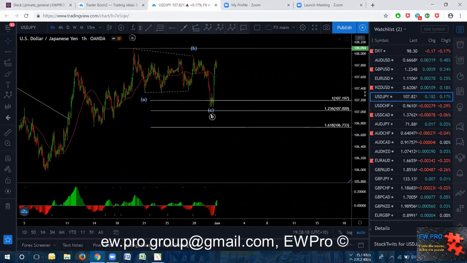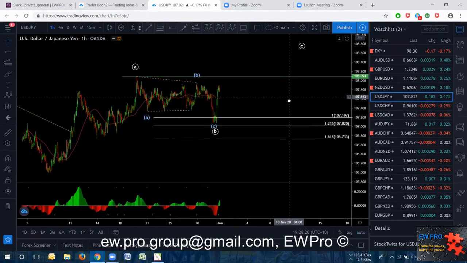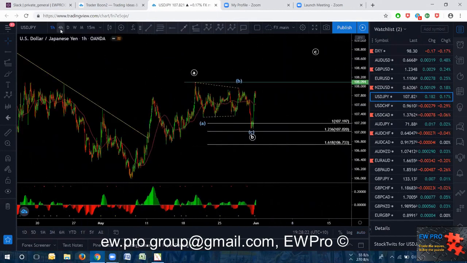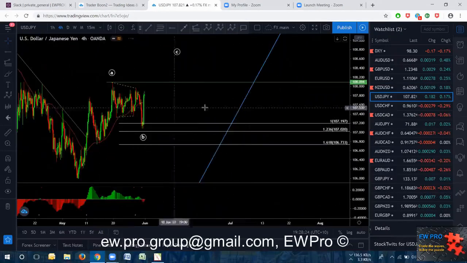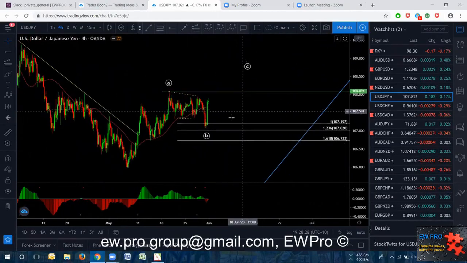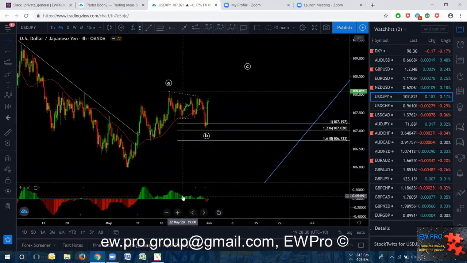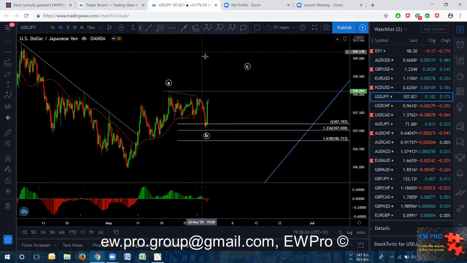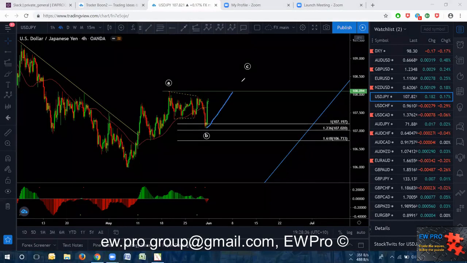UY, H4. H4, I'm looking at this as the A, B, C up. We're going to get divergence here. We haven't got the cross up on the MACD, but when we do, this is going to give us bearish divergence for more downside. You can look for the trade.